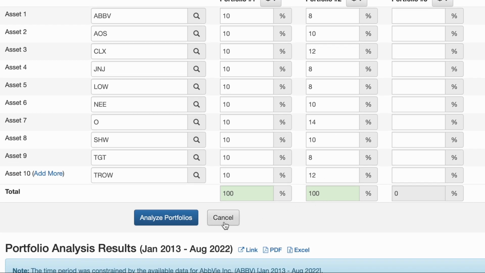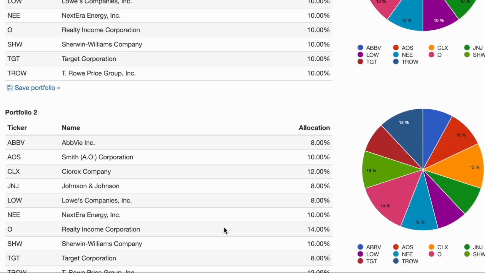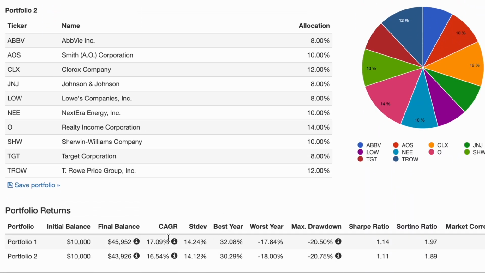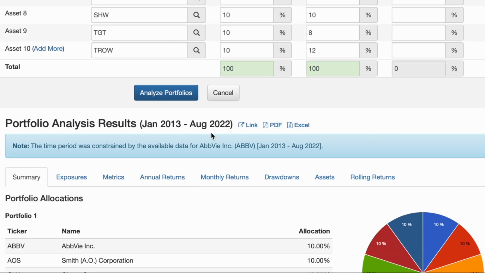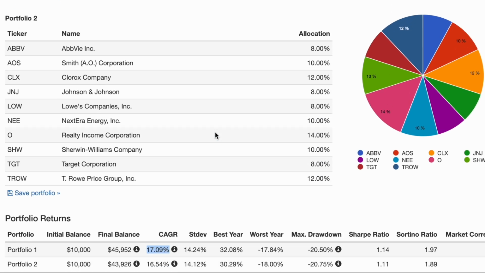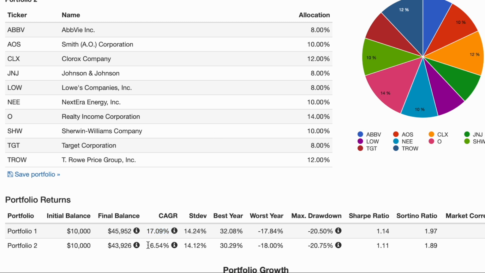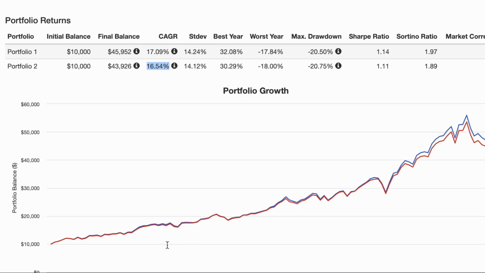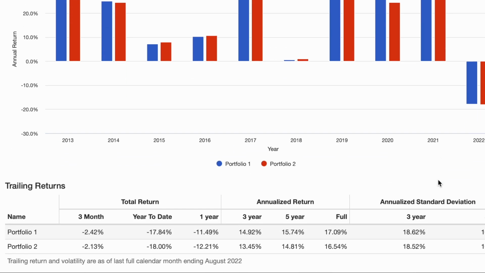The equal weighted allocation actually performed a little better, with a compounded annual growth rate of 17.09% between 2013 and August of 2022, so almost a full 10-year period. The modified allocation was very close, with a compounded annual growth rate of 16.54%. Both of these long-term returns are actually very good and well above what the S&P produced during the same time period.